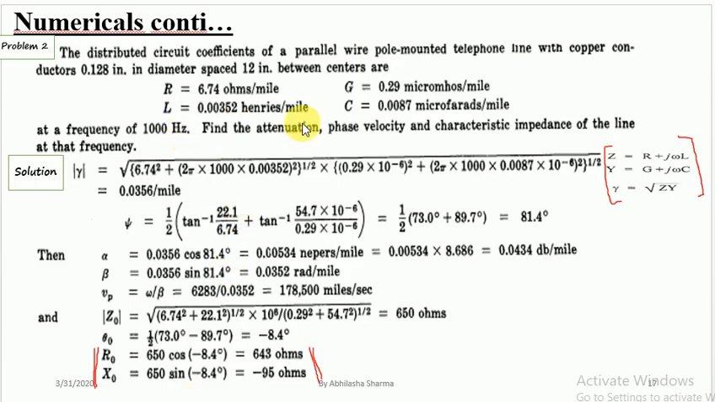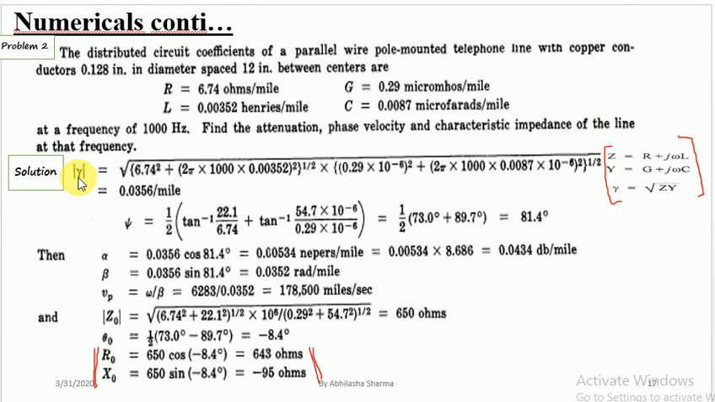Yes, so this is the second problem. What happened in this problem? The distributed circuit coefficients of a parallel wire pole mounted telephone line with copper conductor are given, with a diameter, and spacing of 12 inches between centers. These are the primary parameters given for this numerical, at a frequency of 1000 hertz. The values we have to find are the attenuation, phase velocity and characteristic impedance.